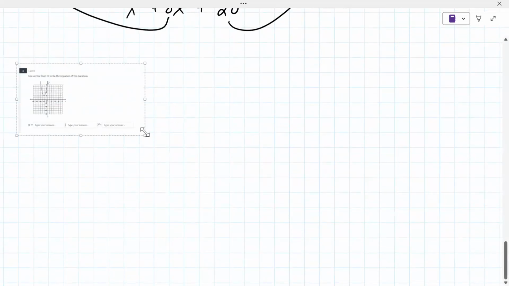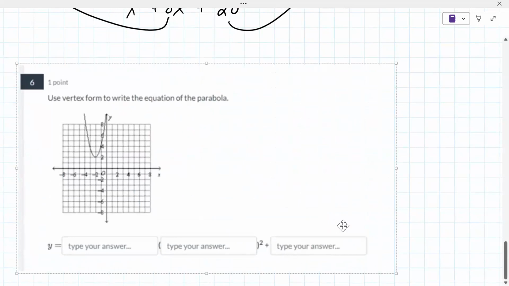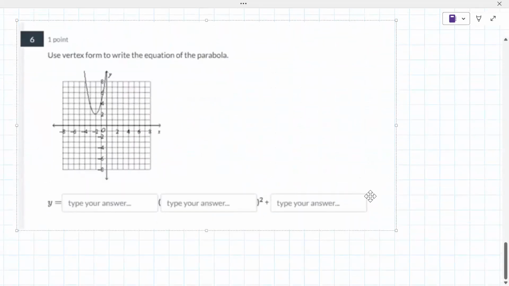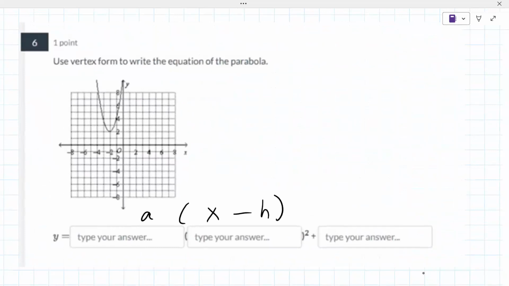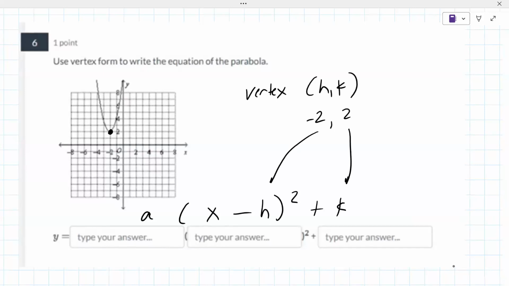So it says use vertex form to write the equation of the parabola. So again, this is a times x minus h squared plus k. The vertex is h comma k. So if you can figure out that vertex point, which is right there, can you give me that ordered pair? Yes. h, k is -2, 2. Okay, so that's the value of h and that's the value of k.